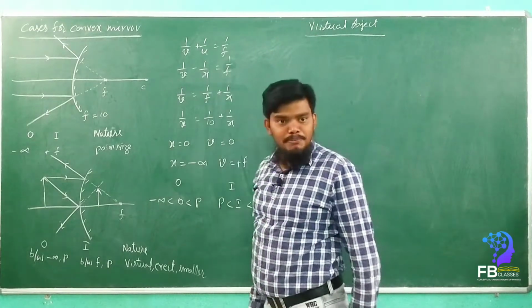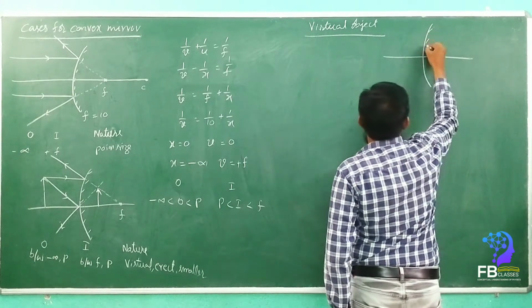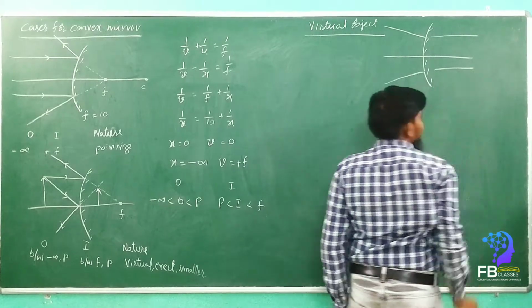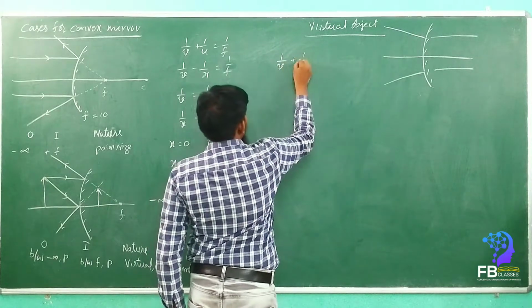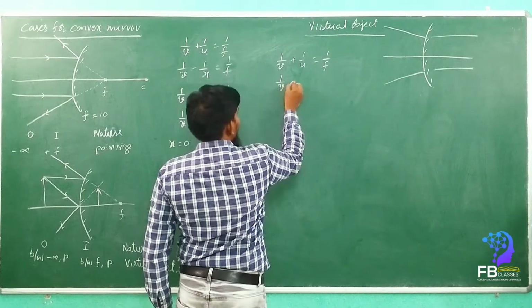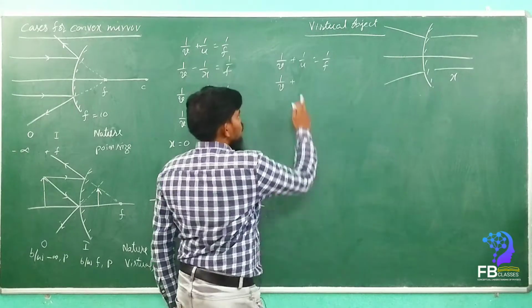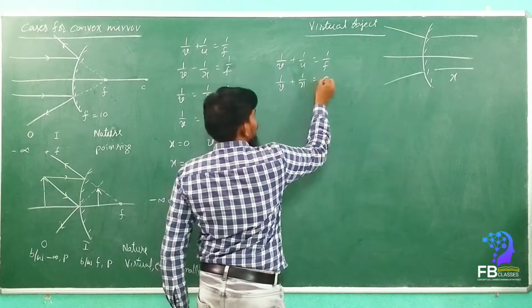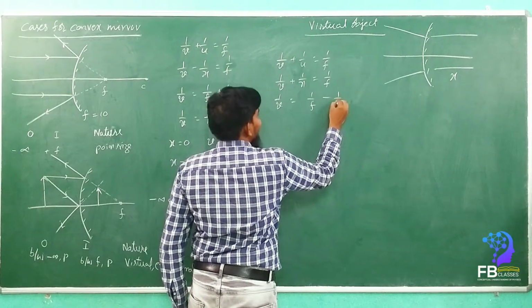Okay, see here, this is a convex mirror. When the light rays come here like this, they will be moved like this. Got it? See here, I am going to write 1 by V plus 1 by U is equal to 1 by F. Now let it be considered the object is placed at X distance. So 1 by X, this is positive only, right? This side is the positive side. 1 by X is equal to 1 by F. Now 1 by V is equal to 1 by F minus 1 by X.